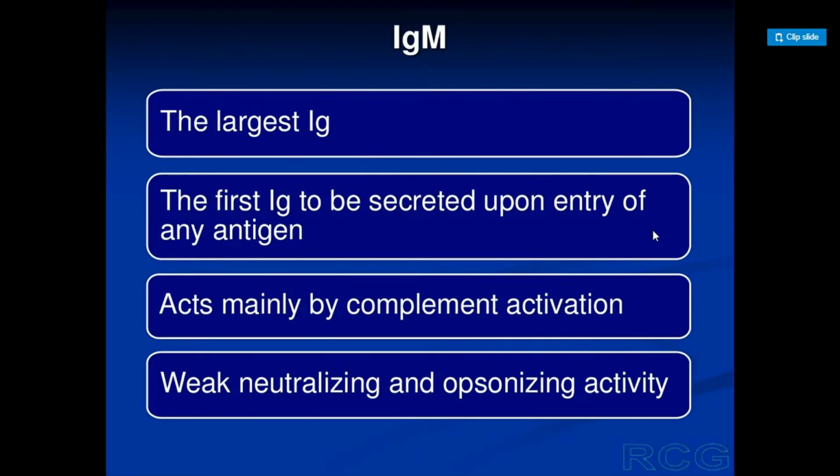Now another class of the immunoglobulin is the IgM. This is the largest immunoglobulin, and the first immunoglobulin to be secreted upon entry of any antigen. It is the first response towards the entry of any antigens, and acts mainly by complement activation. It has weak neutralizing and opsonizing activity, but it is very important. It has a pentavalent structure.